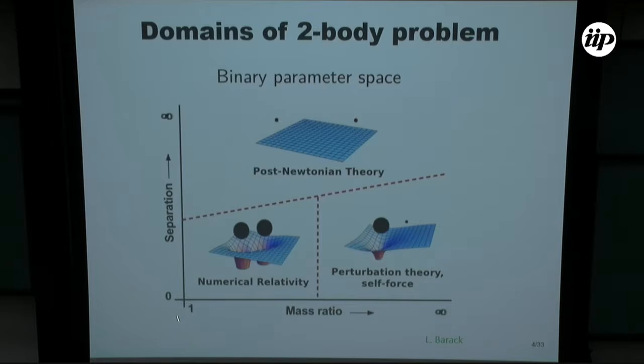Because, for example, if the separation is large, we have a small parameter to approximate the system. And also, if the mass ratio is large, we also have a small parameter to approximate the problem. So in my talk, we roughly focus on binaries with a large separation, and also on binaries with an extreme mass ratio. And we introduce the main ideas of the approximation methods to describe such systems: post-Newtonian theory and perturbation theory, respectively.